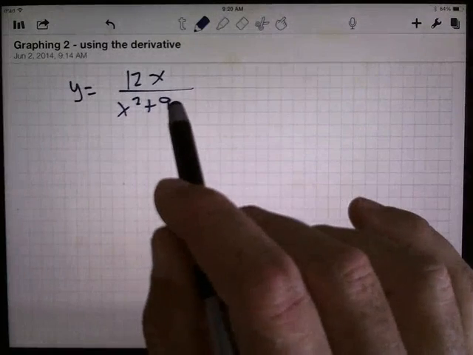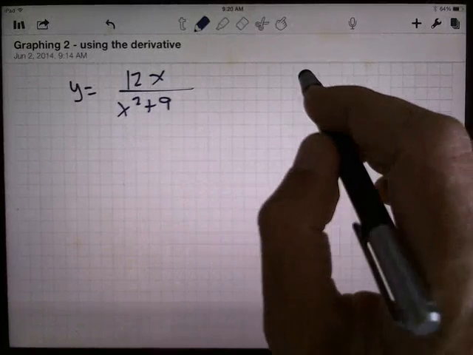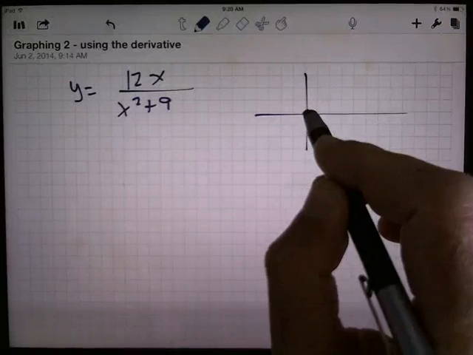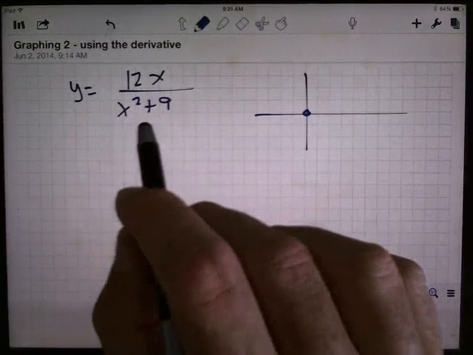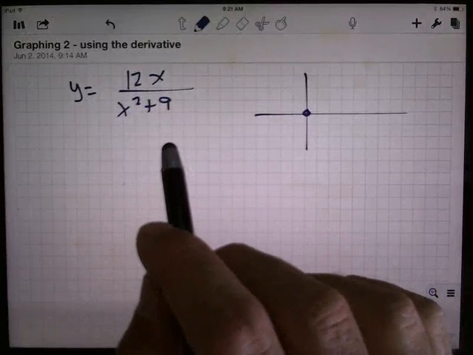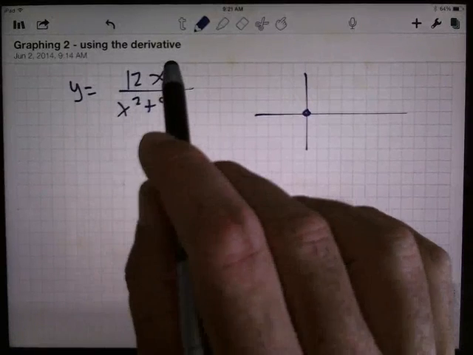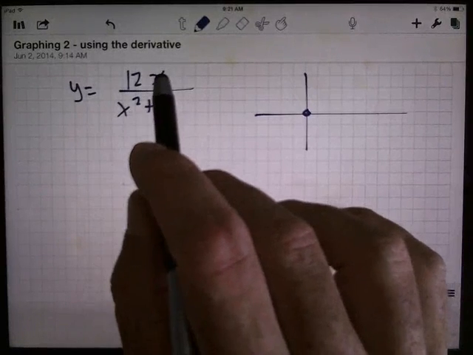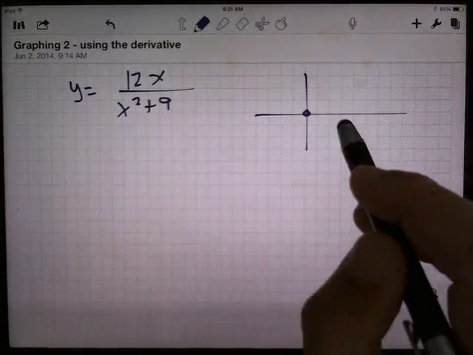And with a fraction like this, numerator and denominator tell me a lot of stuff. Numerator tells me x-intercepts, so I know, for instance, there's an x-intercept at 0. Denominator tells me vertical asymptotes, but the denominator is never negative, so there's no vertical asymptotes here. There is, however, a horizontal asymptote because the power in the numerator is 1, the power in the denominator is 2. So the bigger denominator, when x gets really big, the denominator is the big one.